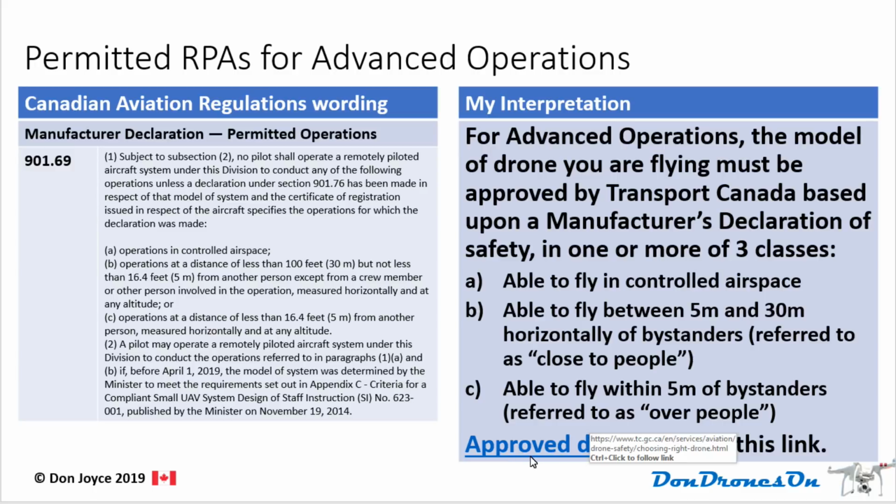All right, and there's a link here with the approved drone list. At the time of this recording, there were only 33 drones on that list. Pretty high-end drones, to be perfectly honest. I'll get into the technical requirements that the manufacturer must meet for each of these 3 standards in another video, in Module 3 in fact. So you'll be able to see what that basically means.